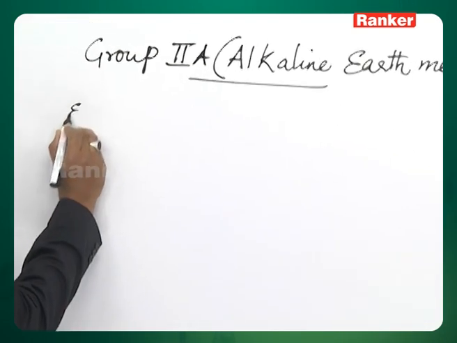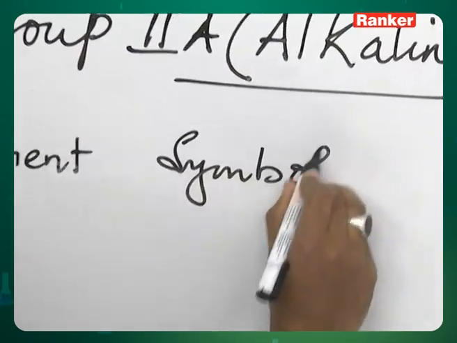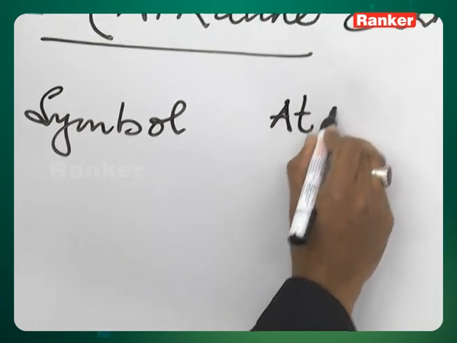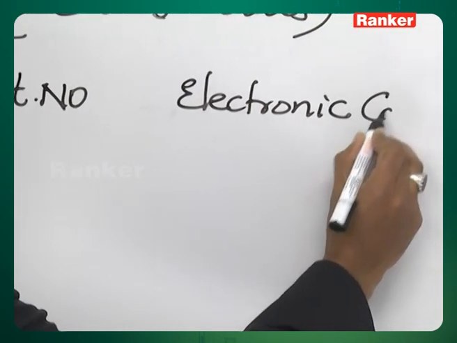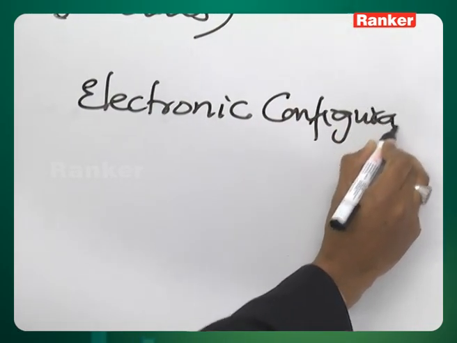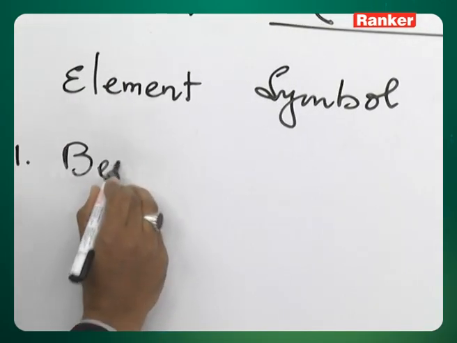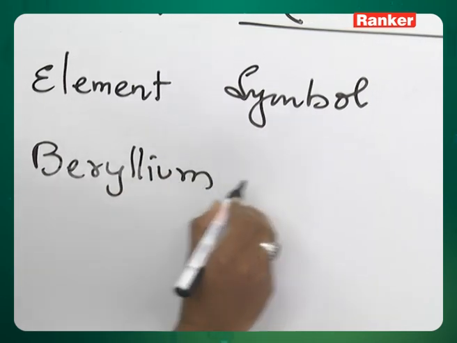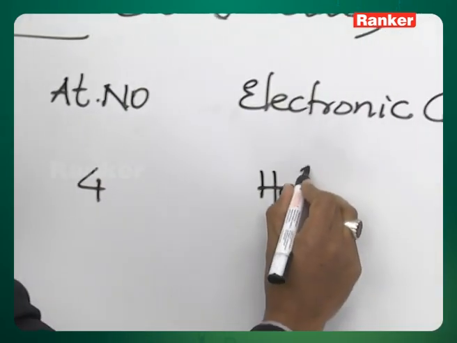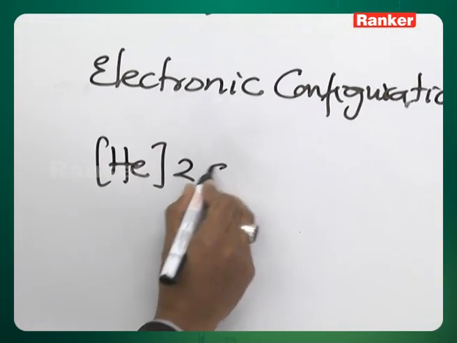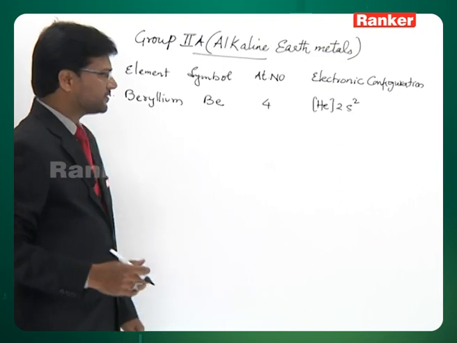Let's make a tabular form. Element, symbol, atomic number, electronic configuration. The first element is beryllium, Be, atomic number is 4. It has got a helium core, out of which you have two more electrons present in 2s subshell.